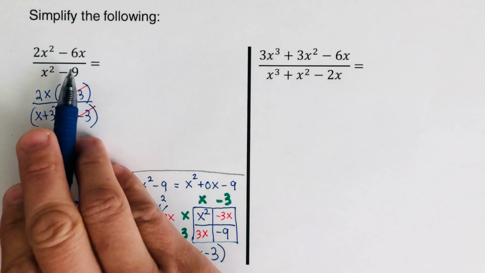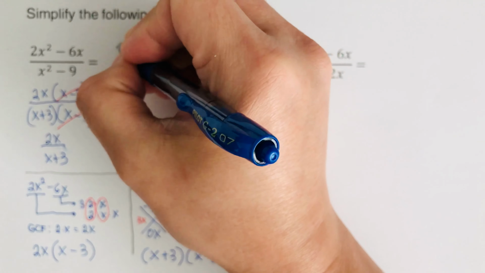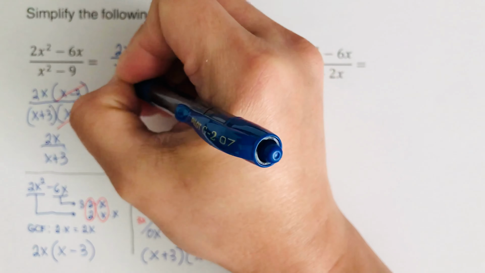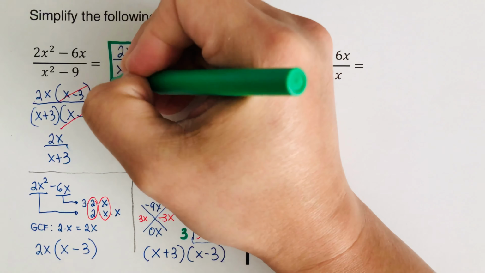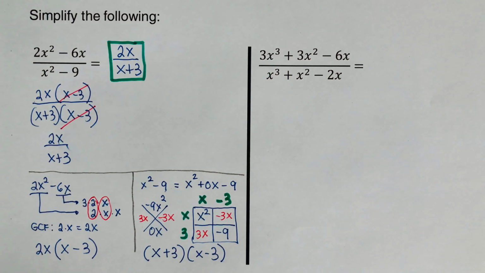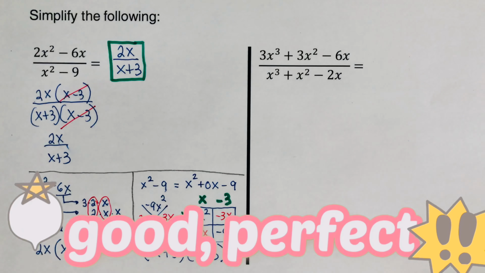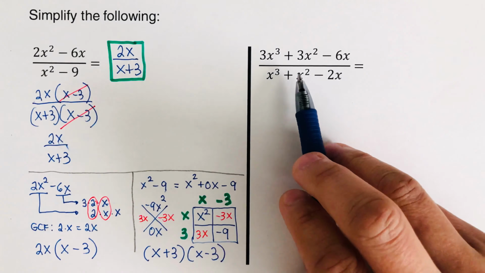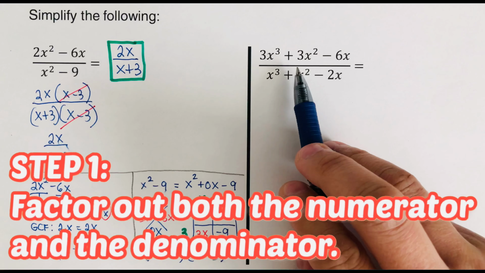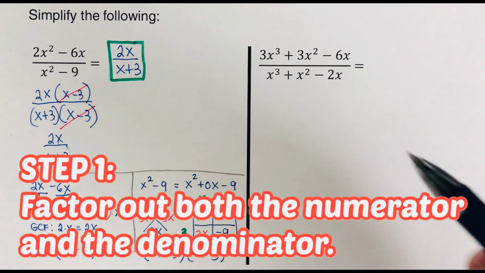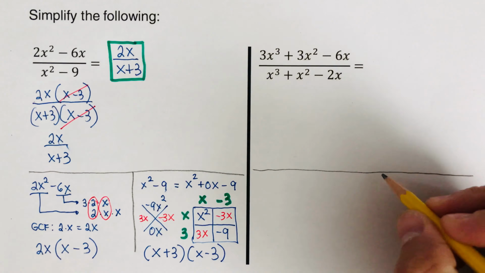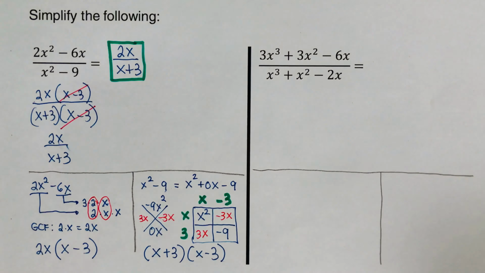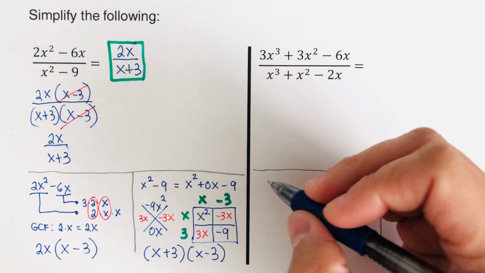Okay, so the final answer for this is 2x over x plus 3. So this is the simplified version of this rational expression. Did you get the same answer as this? Good. Perfect. Now let's move on to the next example right here. Again, our first step is to factor out both the numerator and the denominator. So in this problem right here, I'm going to show all the work down here. I will factor out the numerator and the denominator.